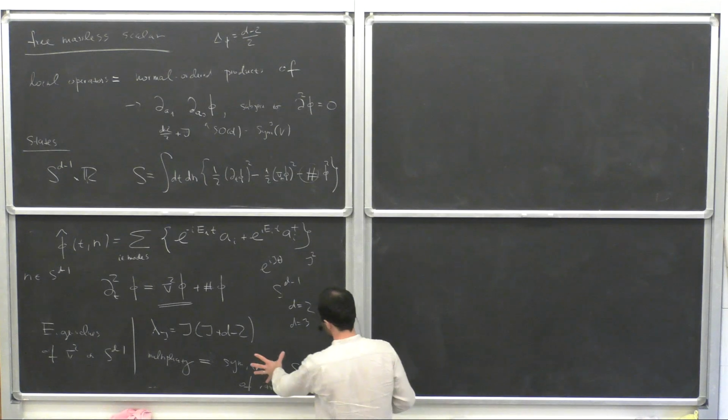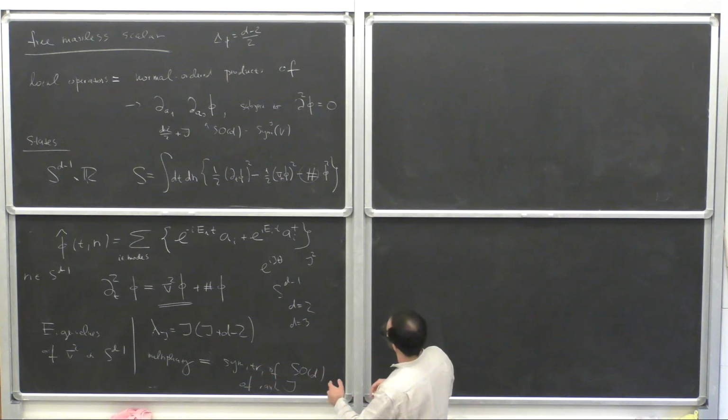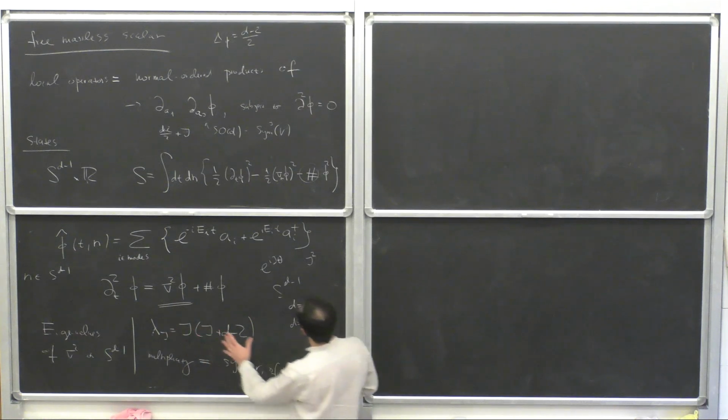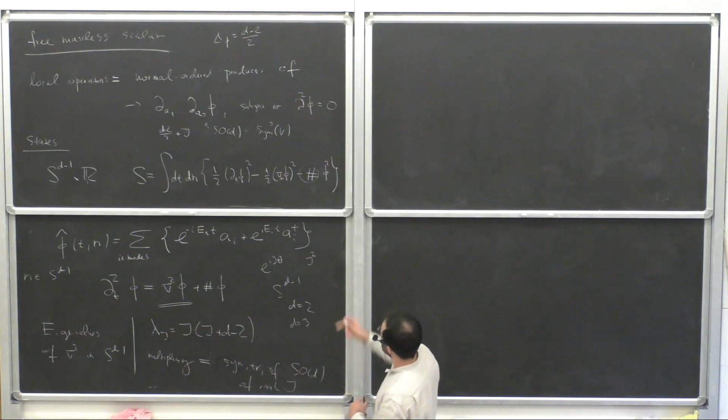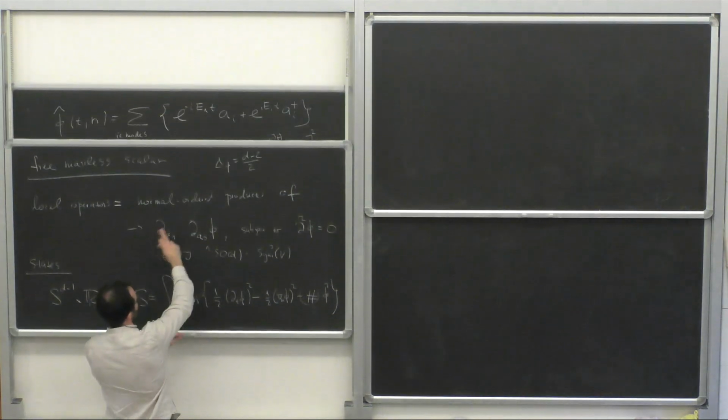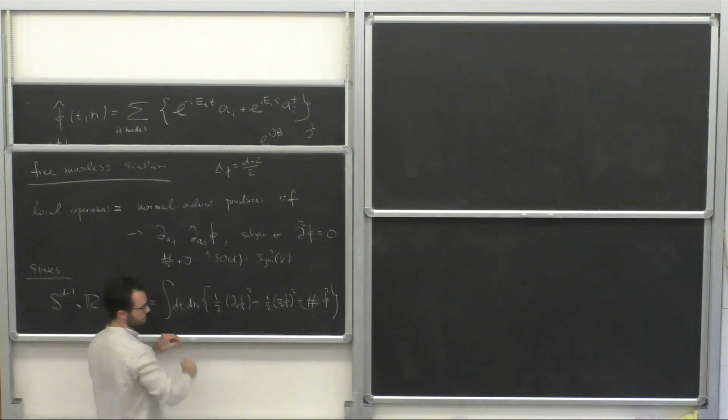Okay, this is the multiplicity. So you can already start seeing that the multiplicity of this eigenvalue with value j is the same thing as the multiplicity of this operator with j indices.